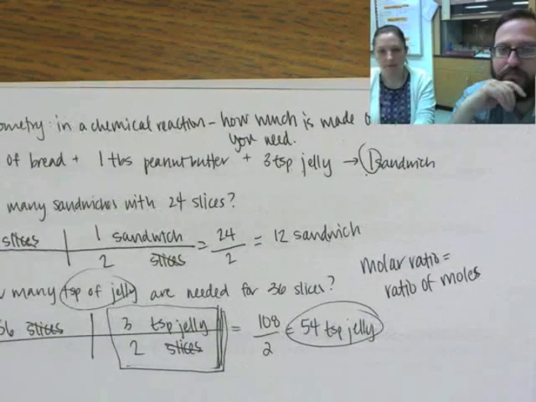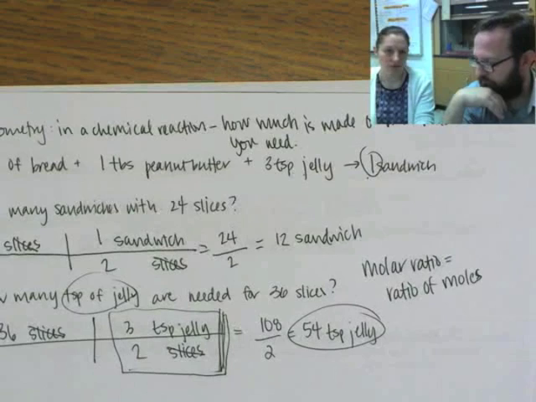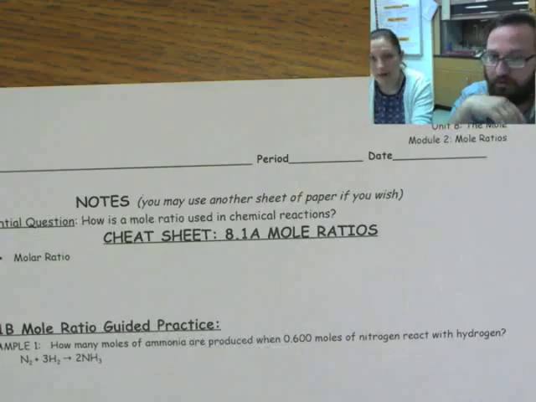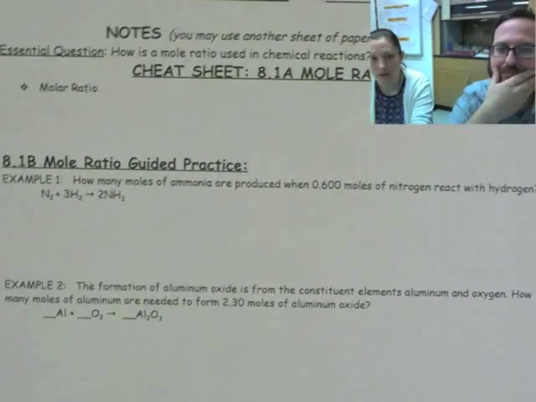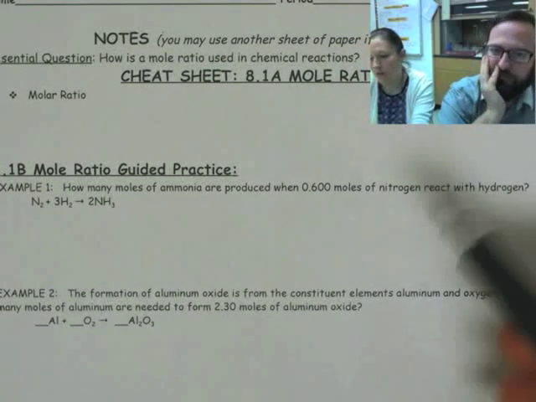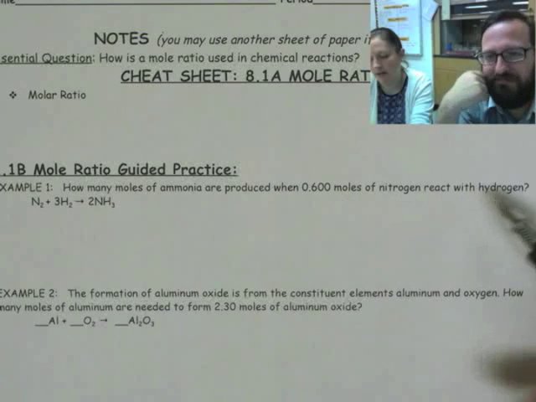Okay. Ratio of moles. So should we do this with some chemistry? Yes. Okay. So go ahead and get out your guide to practice. And let's look at the first example. How many moles of ammonia are produced when 0.6 moles of nitrogen react with hydrogen?